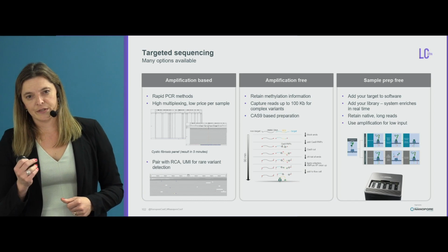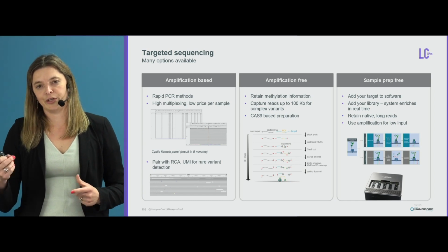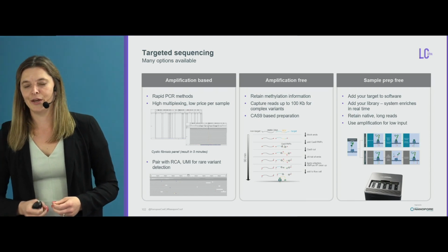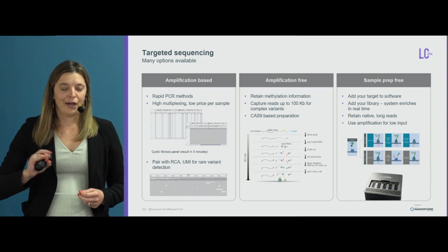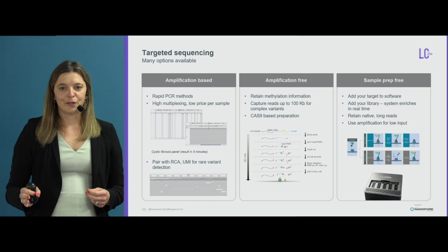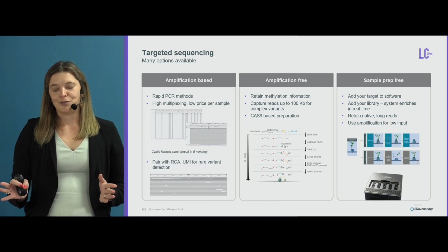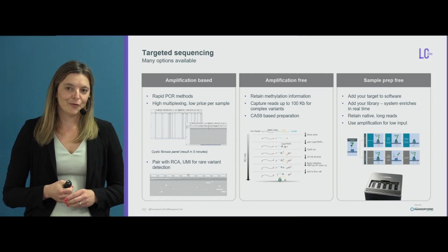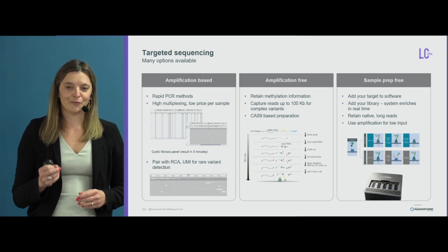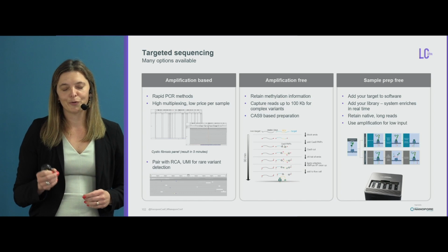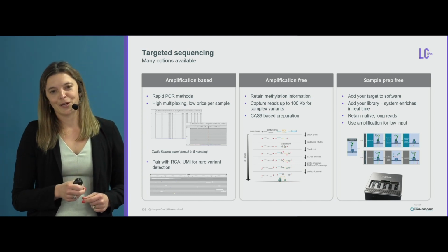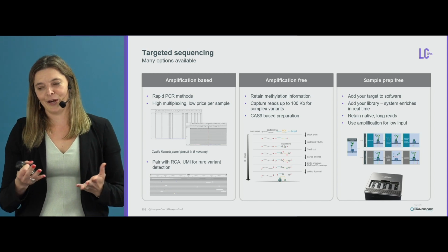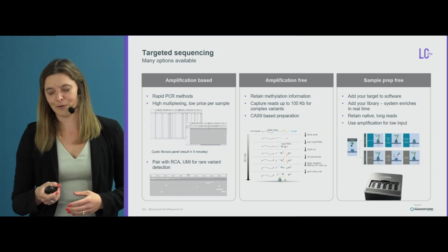Then we move on to sample prep free. This is, I think, what everyone is really excited about. This is the adaptive sampling, where you simply add your target to the software, you put your library inside, and you walk away, and the system does it for you. So I think this is particularly one thing that we are incredibly excited about, is what are all of the crazy applications that you guys are going to come up with regards to adaptive sampling. So we look forward to hearing all about those over the summer.